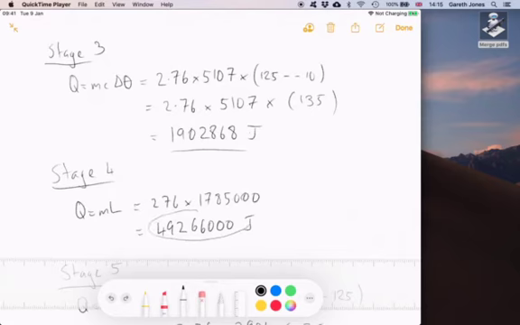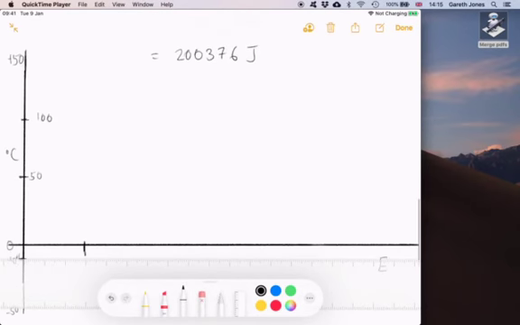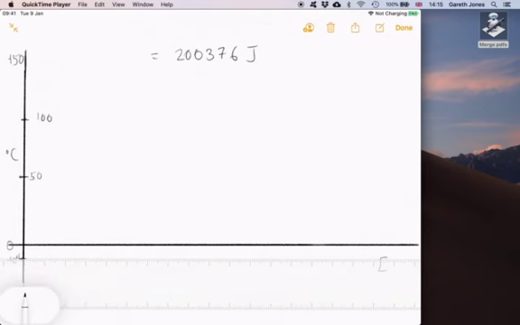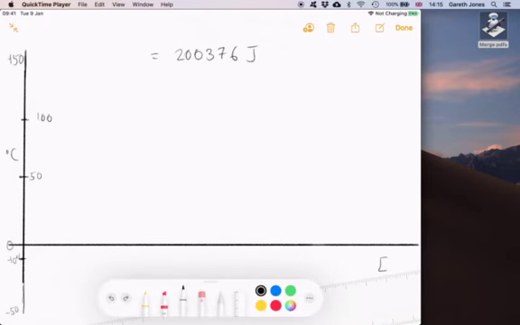This number here is so big, class, that I can't actually fit this whole thing on here. So let's not try that. Okay, and we're just going to approximate. So we know that stage 1 is fairly short, and it goes from minus 50 up to 10.